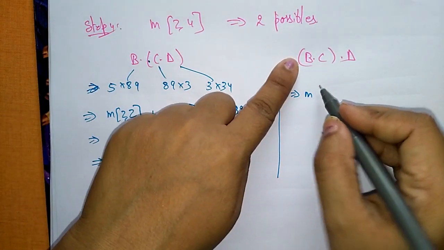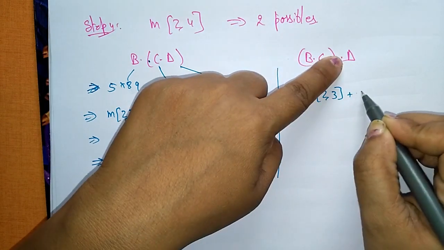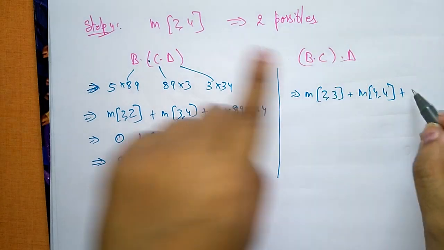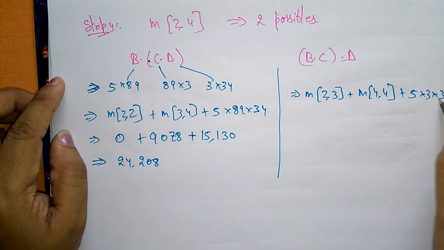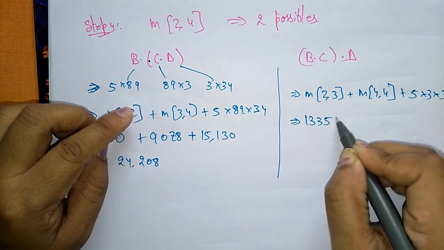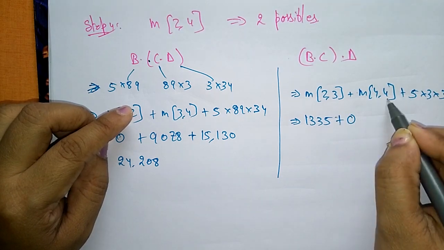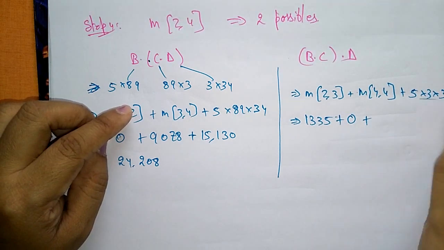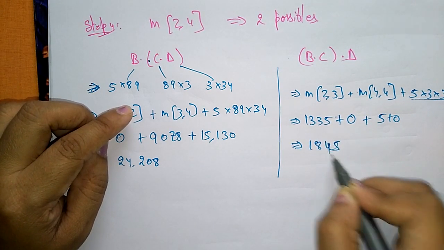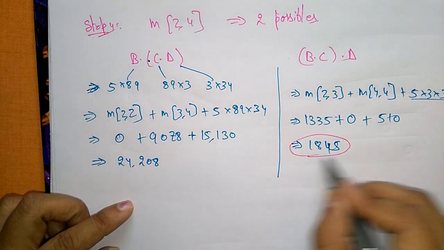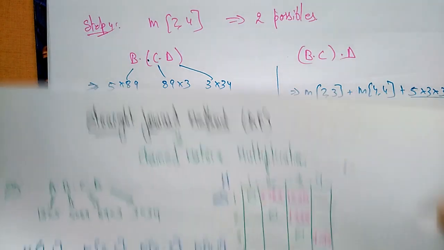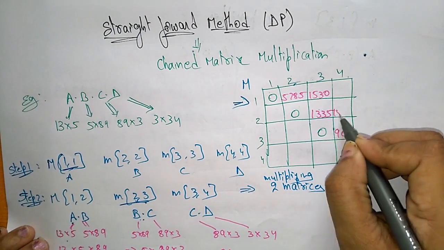M of B dot C means M of 2, 3 and D means M of 4, 4. Plus, the cost of multiplying this complete equation is 5 by 3 by 34. So the value of M of 2, 3 is 1335 plus M of 4, 4 is 0 and the value of this multiplication is 510. So the final answer is 1845. So in this, what is the minimum value? So this is the minimum value. So just write M of 2, 4 is 1845.